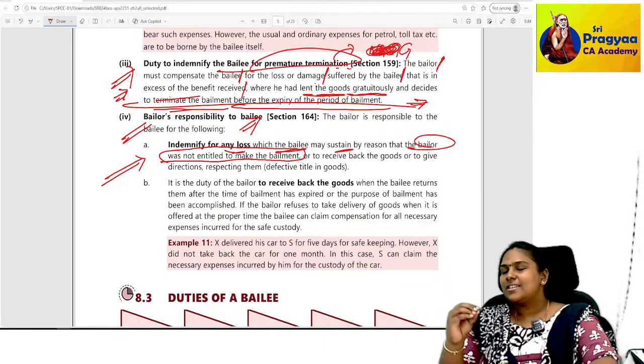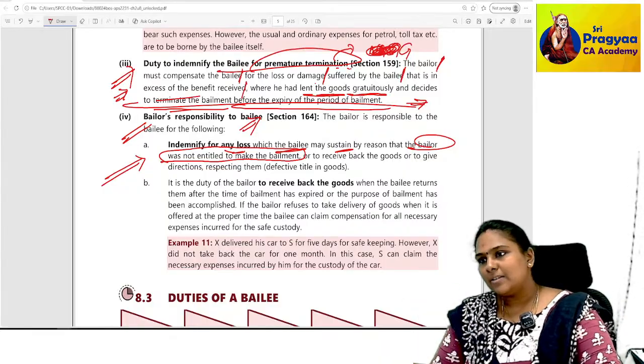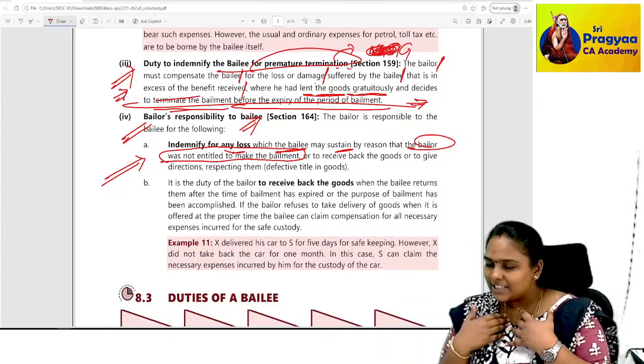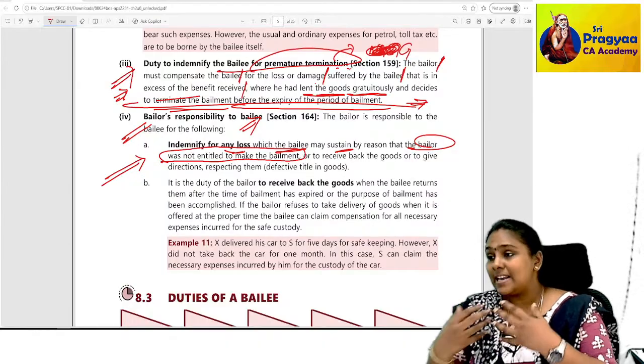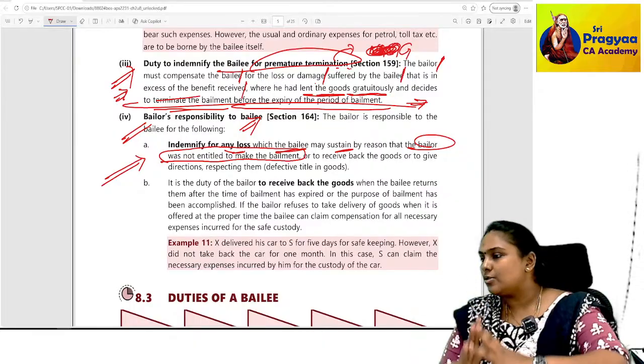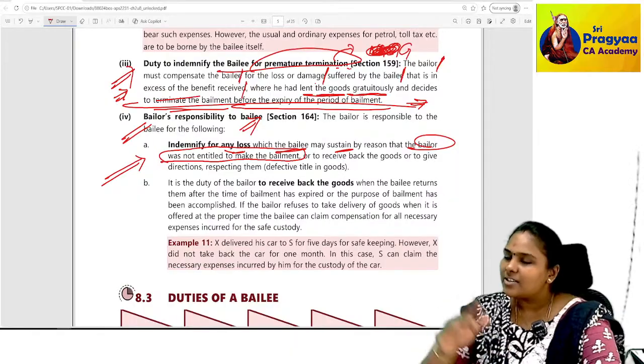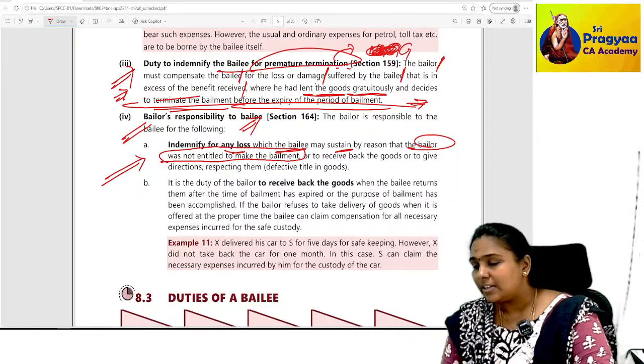Now the bailor, when is he entitled to make the bailment? First of all, when he is the owner and he is having the goods, I have that entitlement to give the bailment to you. I can give the goods to you. Now if I am not the owner at all, can I take those goods and give them to you? Can I do bailment? No.